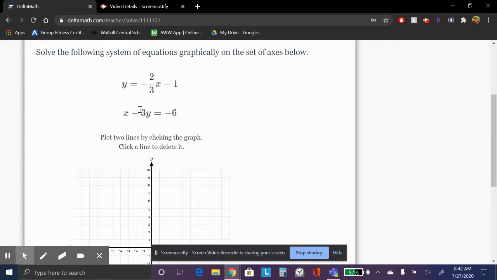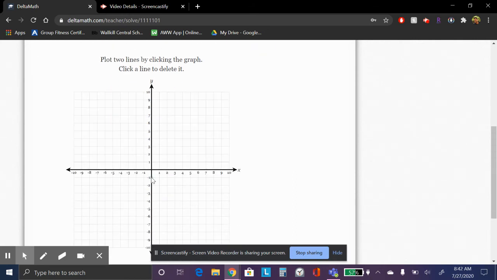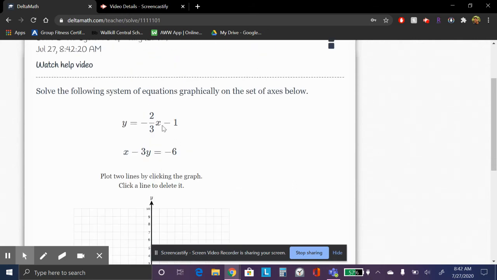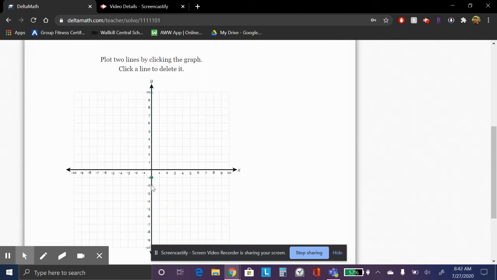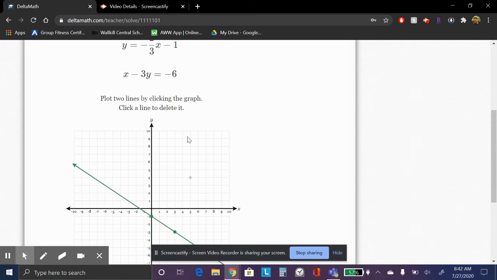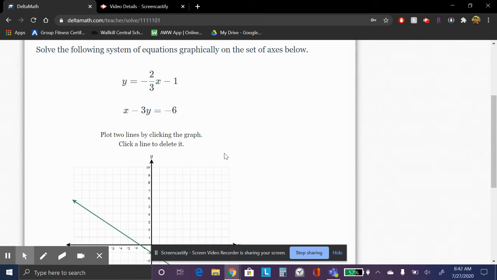All right. So this one is already in slope-intercept form, right? Start at -1. Go down 2 to the right 3. Bam. There's that line. This one, I'm going to write on the side over here.